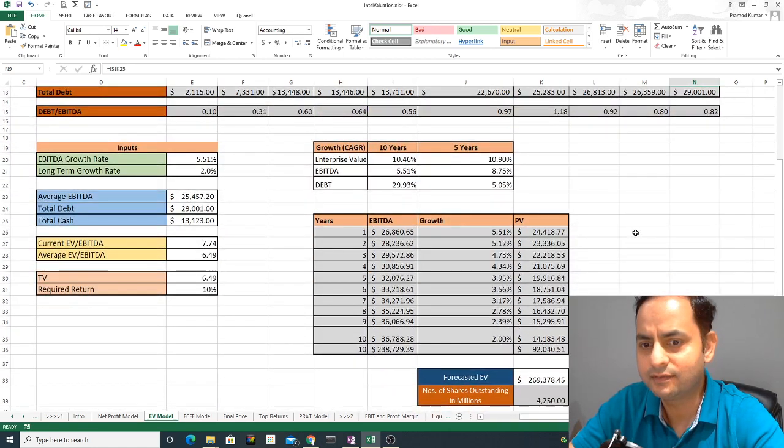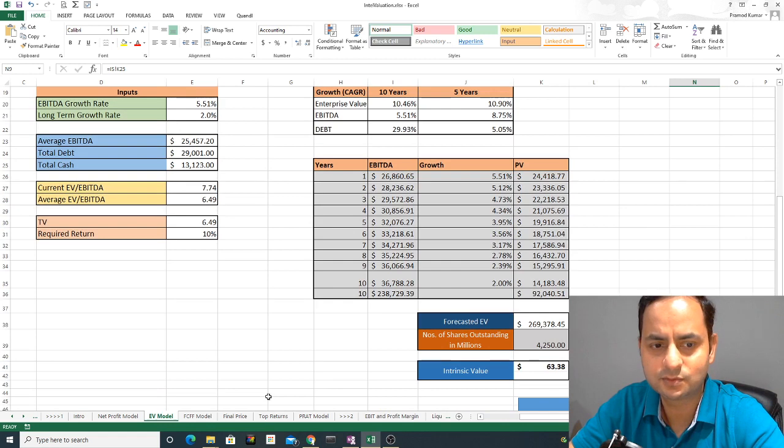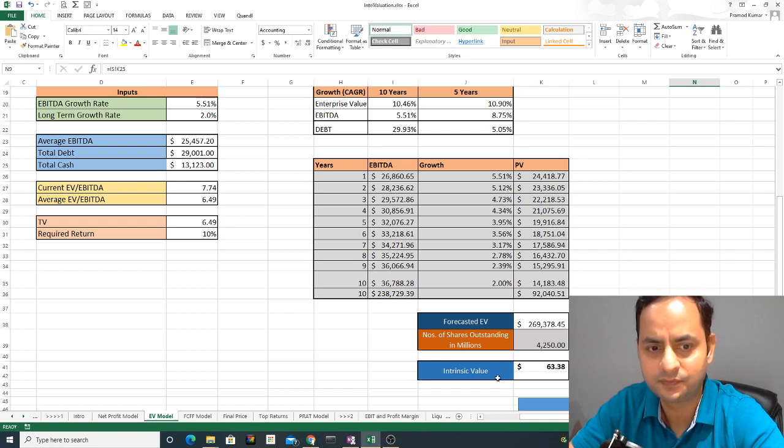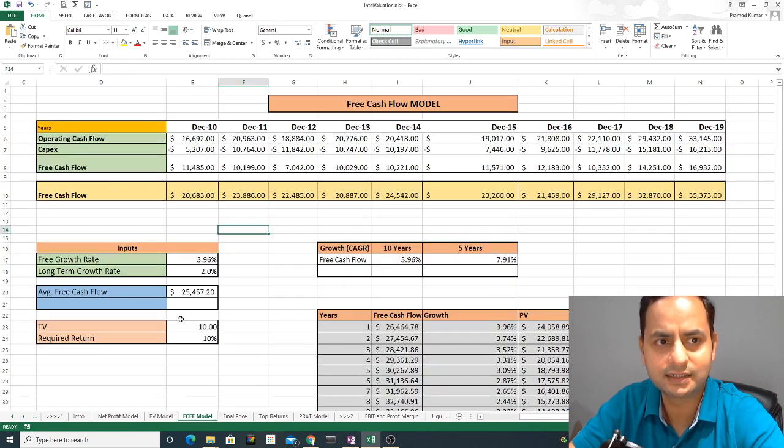Okay, so far we have covered the two models, and from the first model we got our number of $46, and from the second we get $63. The third model which I like to use is the free cash flow model. So let's go to the free cash flow model and see what we get.